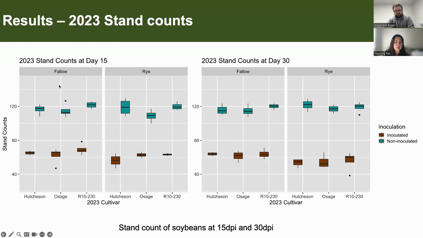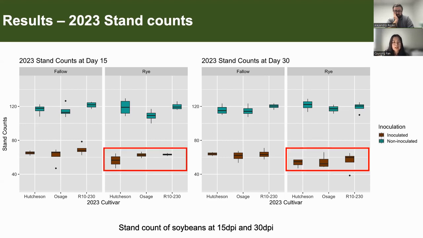Within each figure, we have the plots under fallow treatments on the left panel, and plots with cover crop on the right panel. The brown boxes indicate the inoculated plots, and blue the non-inoculated plots. In both counts, we can see that the inoculation reduced the germination of the soybean seeds by nearly 50% compared to the uninoculated plots in all these treatments. However, we can also see a slight reduction of seedlings at day 30 compared to day 15 in all the inoculated plots with the cover crop.